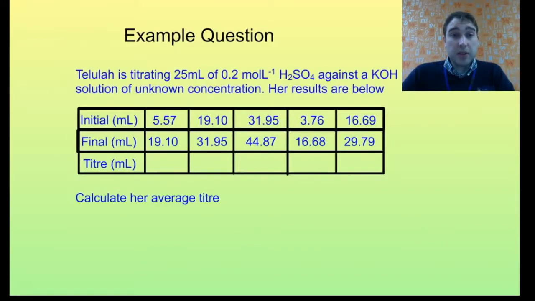Tallulah is titrating 25 mL of 0.2 molar sulfuric acid against a potassium hydroxide solution of unknown concentration, and here are her results. Again, we're going to calculate the titers for each of her results, and then we'll calculate the average titer. So I'll bring my calculator up and I'll do this really quickly.